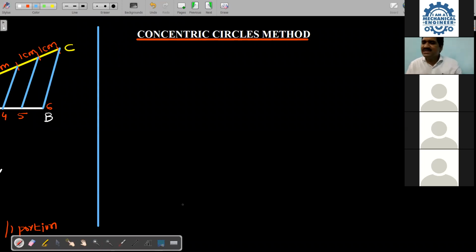For drawing the concentric circle method, the required data is what you know. We need the major axis, and at the same time we need the minor axis also. I'm telling you the requirement.